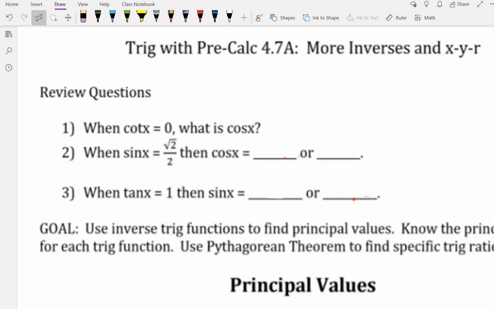Pause the video and try these review problems. They're a little tricky, so you can unpause them if you don't know how to do them, and I will show you how to do them.